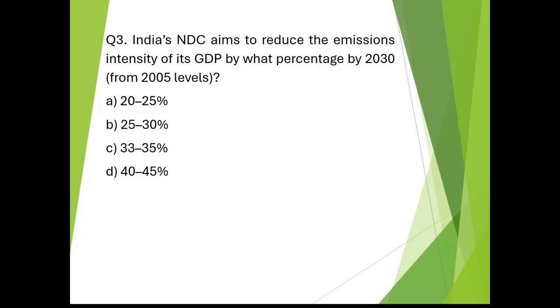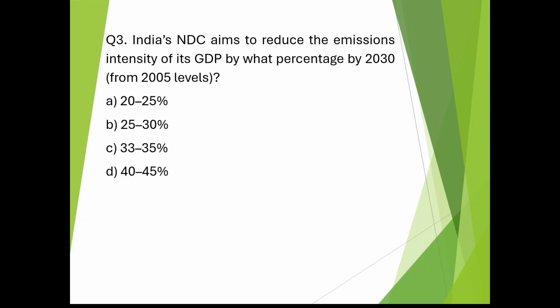So people who have answered C are absolutely correct for this particular question, question number 3. In lecture 3, it has been well explained that the NDC, that is nationally determined contributions, includes a target to reduce GDP emission intensity by 33 to 35% by 2030 relative to 2005 levels. So it is 33 to 35%. Option C is the right answer.